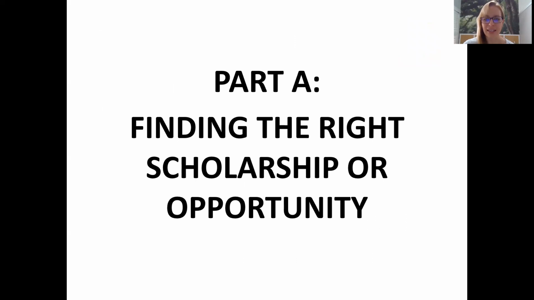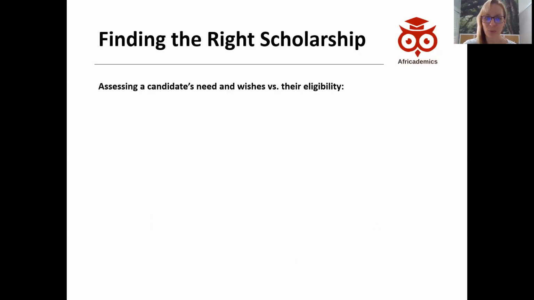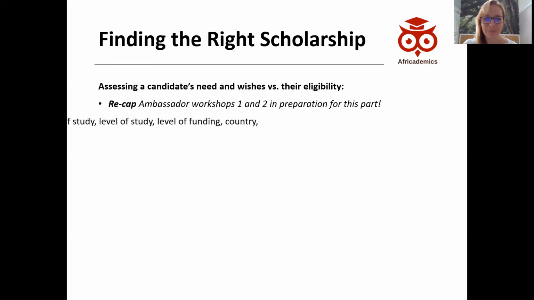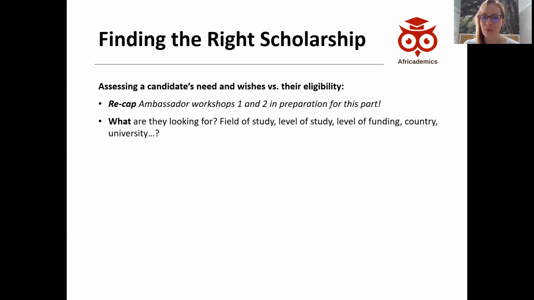So part A, finding the right scholarship or opportunity for someone, or rather assisting them in doing so. As I said, it really starts with assessing the needs and wishes that someone has against the actual eligibility for a scholarship. So remember what we did in workshops 1 or 2, which was the different types of scholarships, but also where to find them and eligibility criteria, right? So if you don't remember it, it might be good to go back and watch those videos again. And it really starts with what are they looking for?